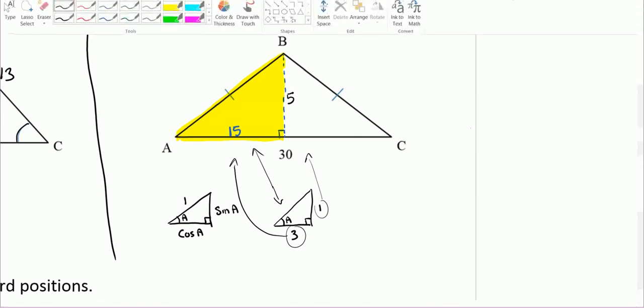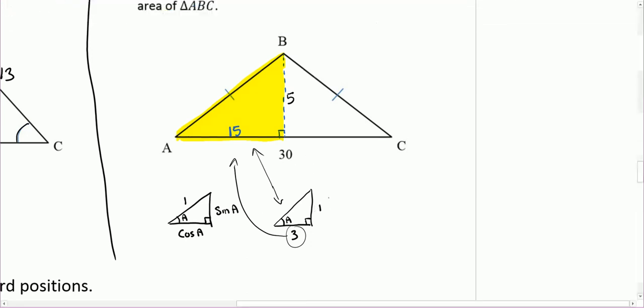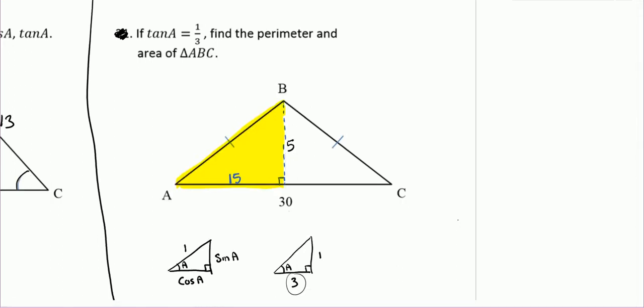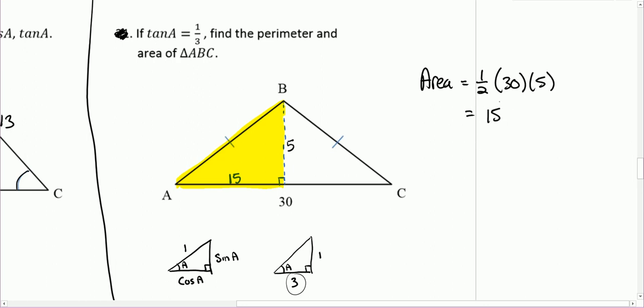Alright, so now back to the triangle we're interested in. We need to find the perimeter and area. We can find the area already because the area is 1/2 base times the height. So let's do that. 1/2 base, which is 30 for the full triangle, times the height, which we just found is 5. So that's 15 times 5, because 1/2 of 30 is 15. And 15 times 5 is 75, and we're talking about squared units.